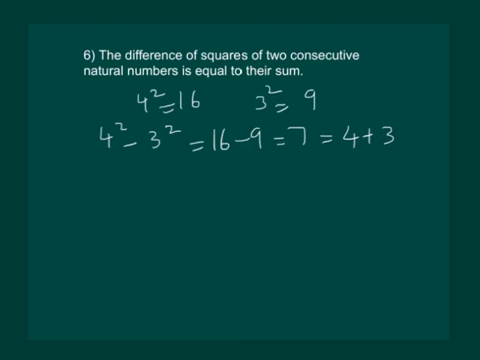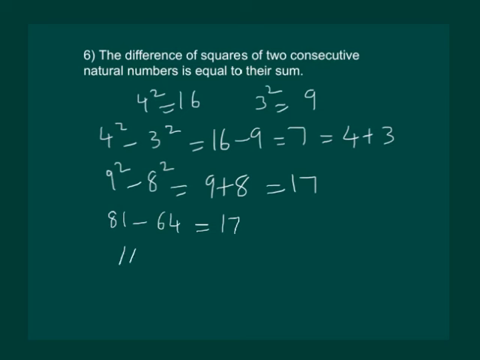That means if we have 9 square minus 8 square, it will be equal to 9 plus 8, that is equal to 17. Let us verify. We know that 9 square is 81 minus 8 square is 64, and that gives us 17. So hence verified.